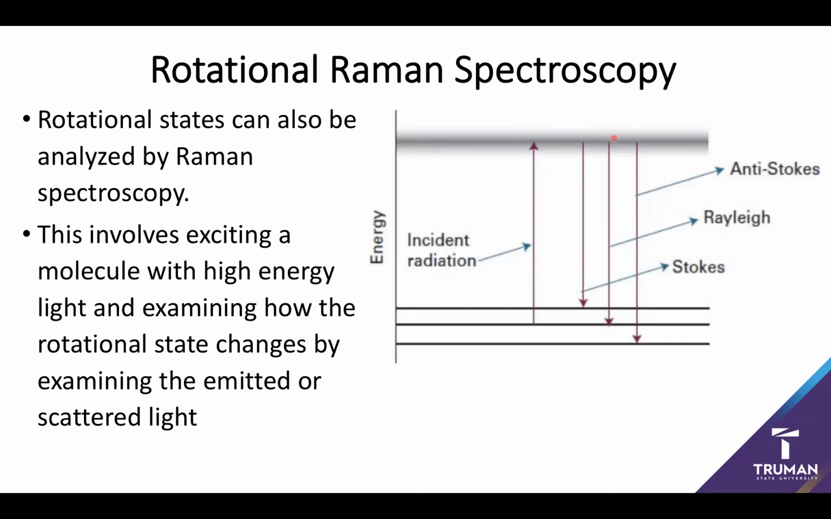Theoretically, this system should end up relaxing either back down to its pre-existing J state to generate Rayleigh scattering, a higher energy J state to generate Stokes scattering, or a lower energy J state to generate anti-Stokes.